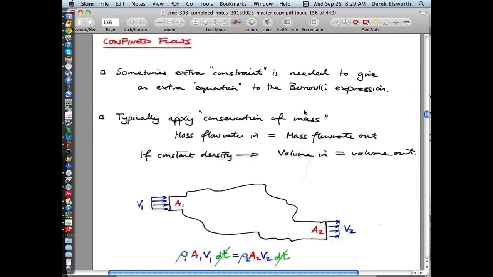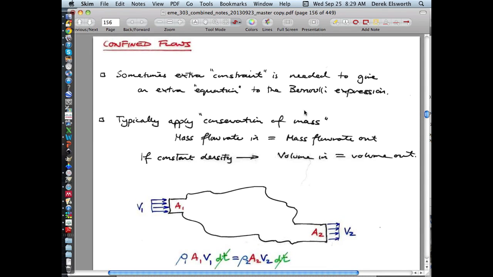One way that you can solve problems where you have 2 unknowns in a single equation is to use an extra constraint. And the one extra constraint that you can use is the so-called continuity expression. Continuity, or conservation of mass, which are both very fancy terms for something very simple.